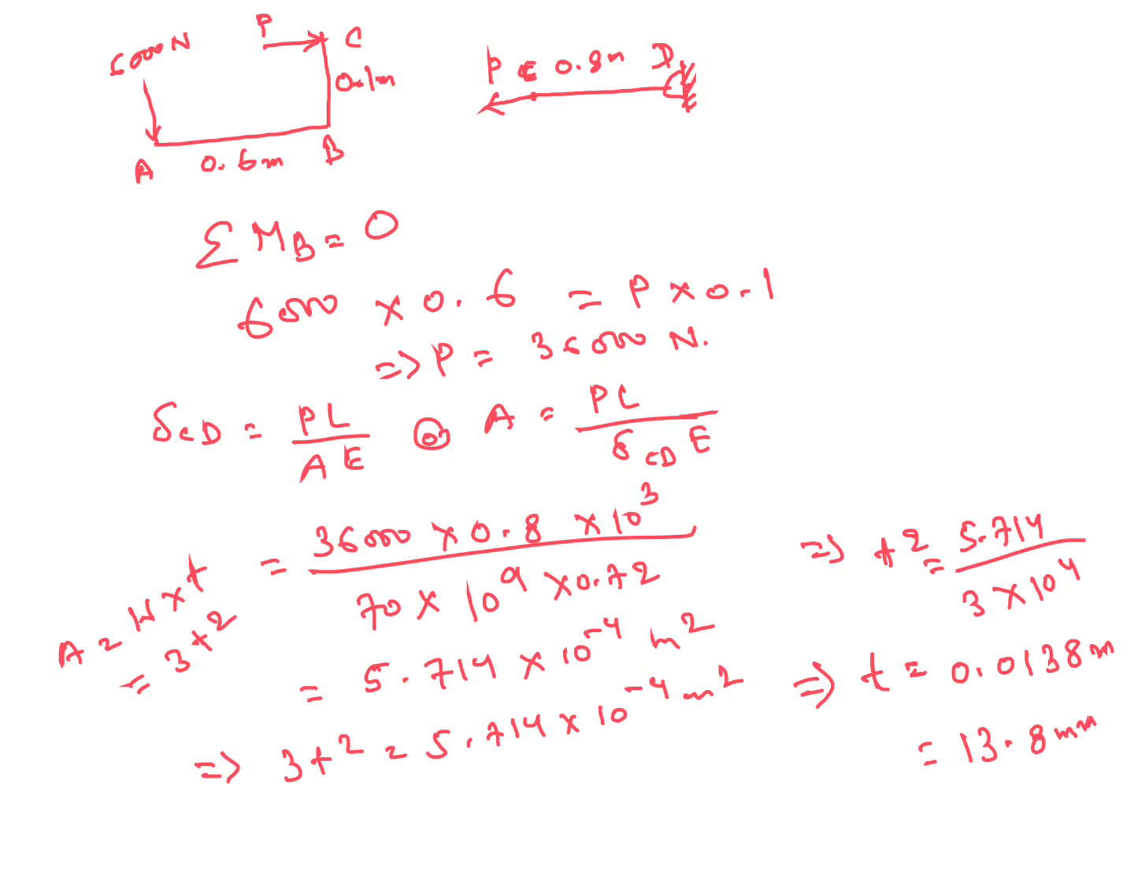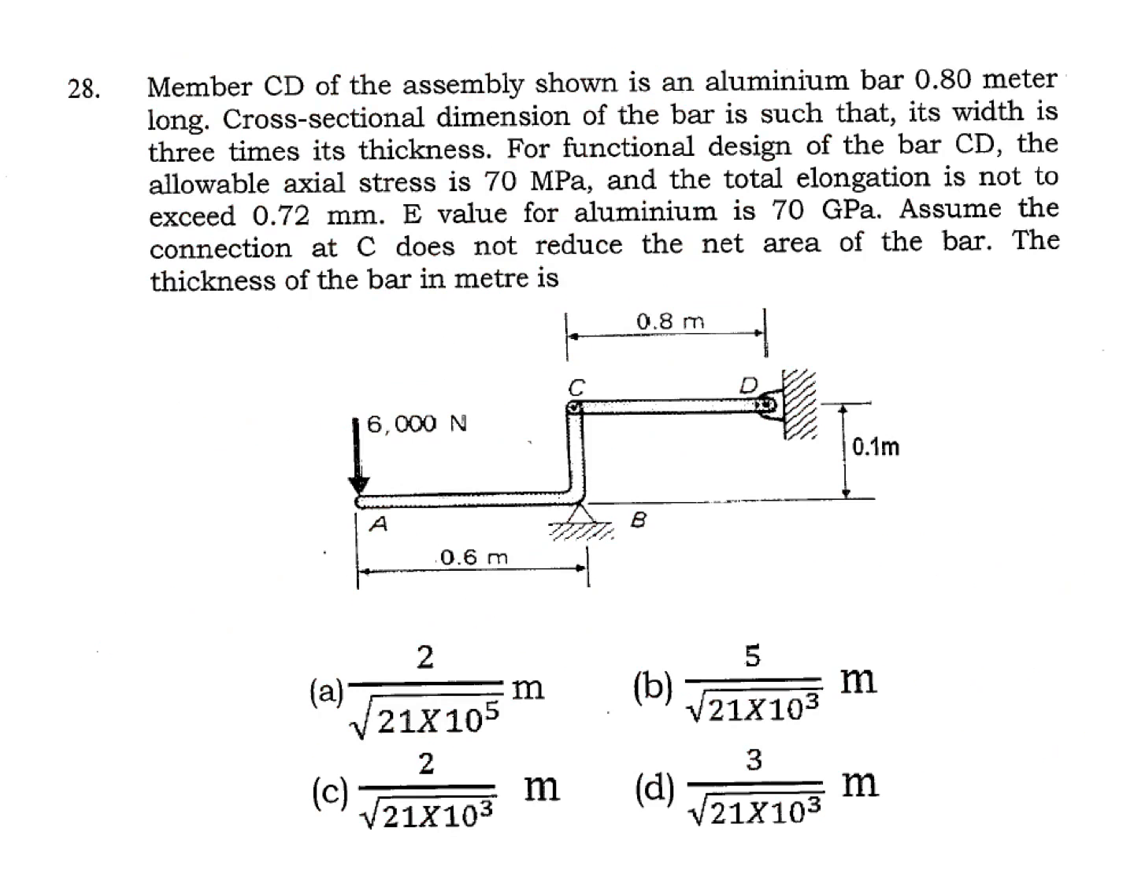In this question, 13.8 mm, from option if you check this option C, it will give you 13.8 mm. It is in meters, so you convert 13.8 divided by 1000. You will get C is the answer.